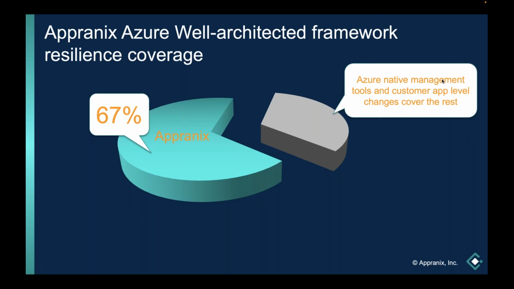And Appranix is proud to say that we have the coverage for the resilience part of it. Not everything, and there are 5 pillars. From a resilience perspective, we have a very good coverage compared to others. At 67% of the requirements, there are about 108 different subsections within the reliability.